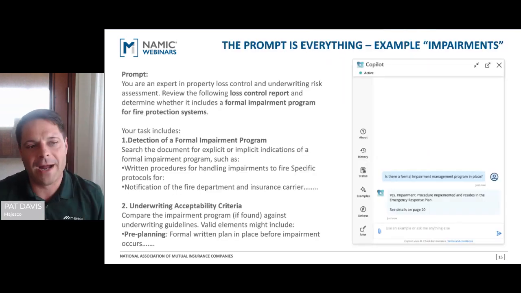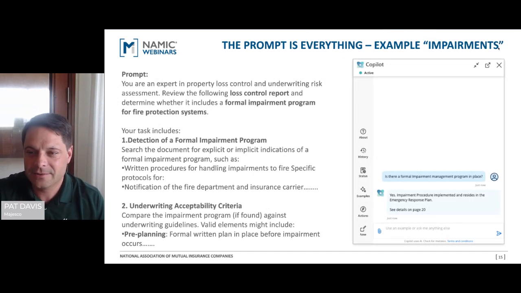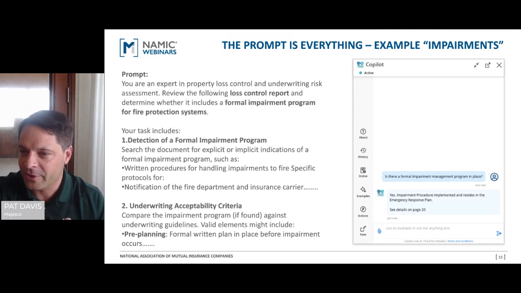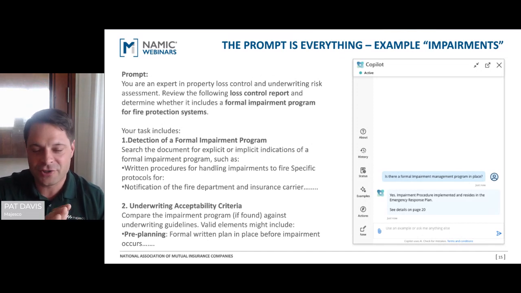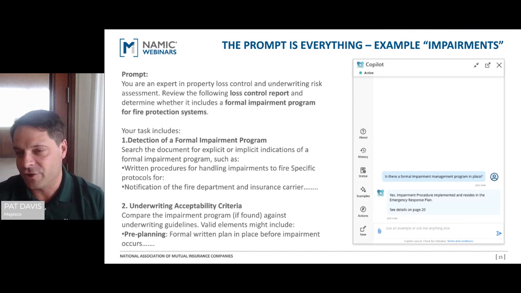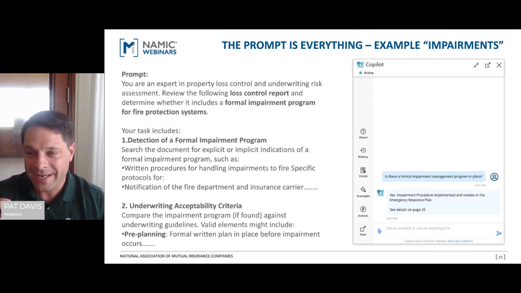So here's an example of a prompt, and this is where things get a little crazy. If you're thinking about a loss control survey that's 100 pages for a property, the prompt is, you are an expert in property loss control. I know this sounds crazy, but you're telling the generative AI what its persona is. I'm telling it, you are an expert in property loss control and underwriting risk assessment. Please review the following loss control report and determine whether it includes a formal impairment program for fire protection systems. I can't even show you this whole prompt because it's like 4 pages long, so I'm just showing you the start of it, just so you get the idea.